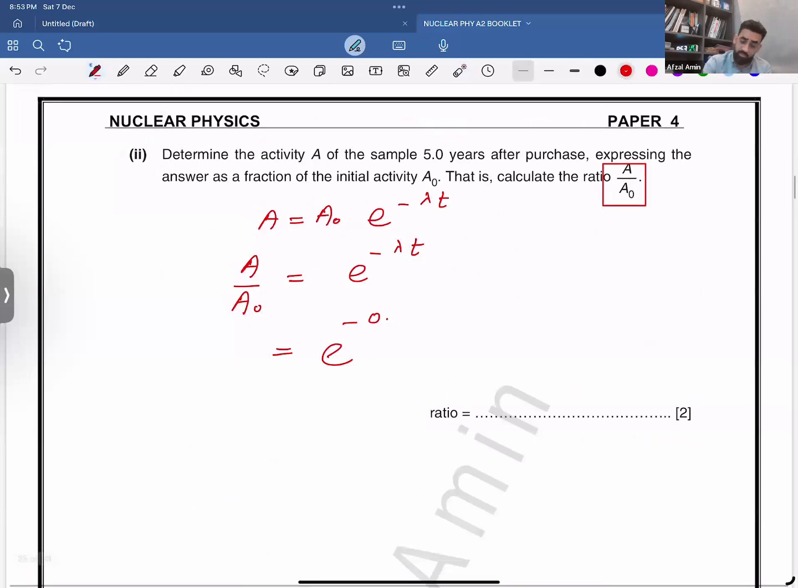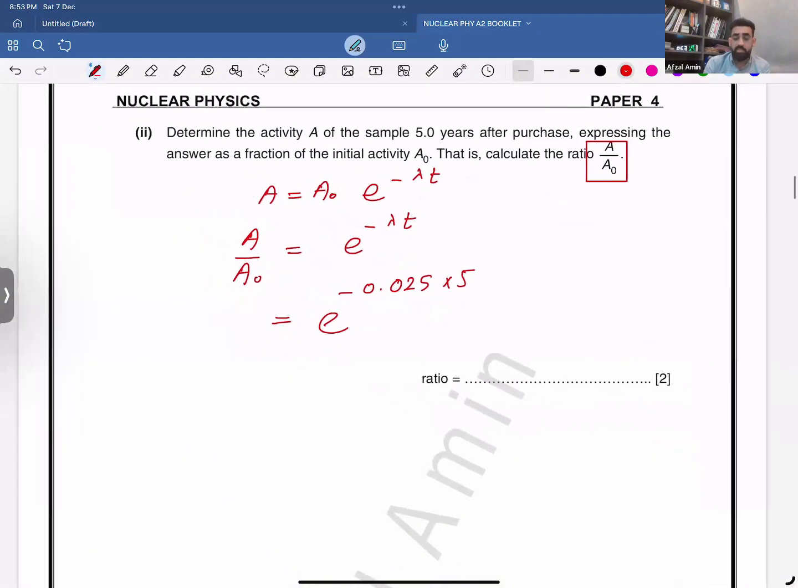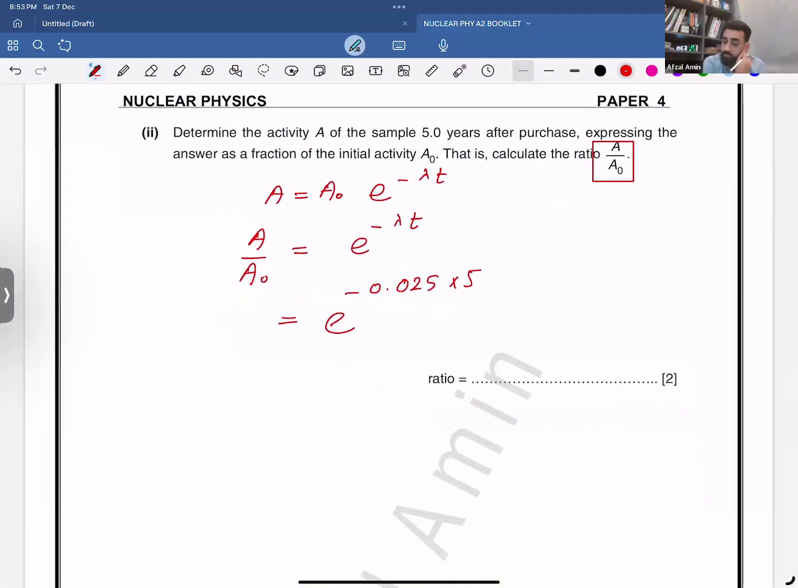Why we don't need conversion? Because the time is already 5. Just give me the answer and write it. 90 what? E power 9 or 8? 882. 0.8.